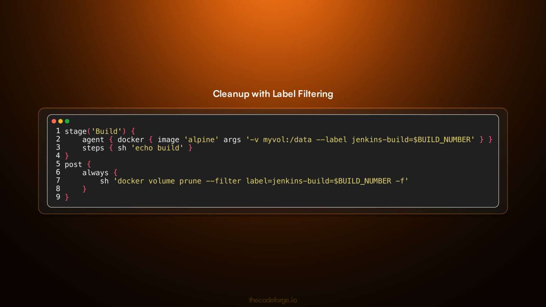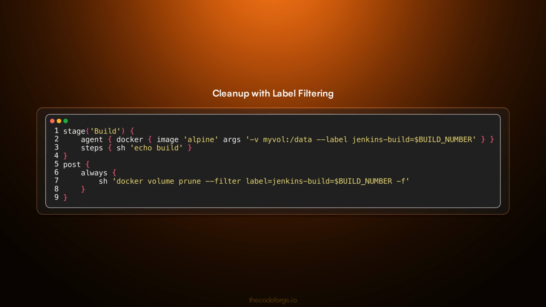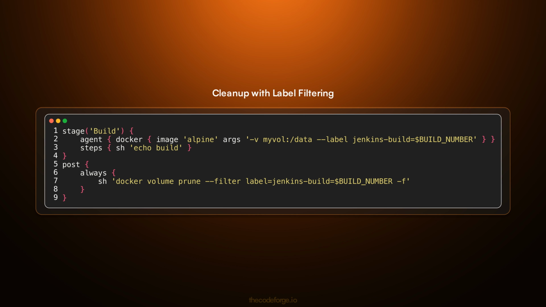The article warns about cleanup race conditions. This snippet shows how to label volumes during a build and prune only those labels, avoiding removal of volumes still in use by other builds.